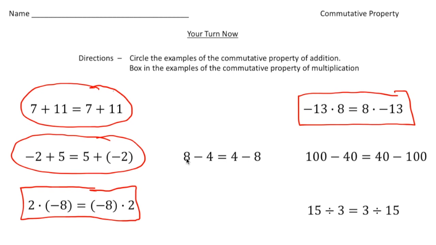All right, here we have 8 minus 4 equals 4 minus 8. And again, because these are subtraction, notice 8 take away 4 is 4, and 4 minus 8 is -4, and this equation is not true anymore because they're not equal, right? So that's why this is not a property. Same thing here, 100 take away 40 is 60, and 40 minus 100 is -60, and again, those are not equal, so it doesn't work. And the same thing with this, because we're dividing, it's neither one of the properties. All right, how'd you do?